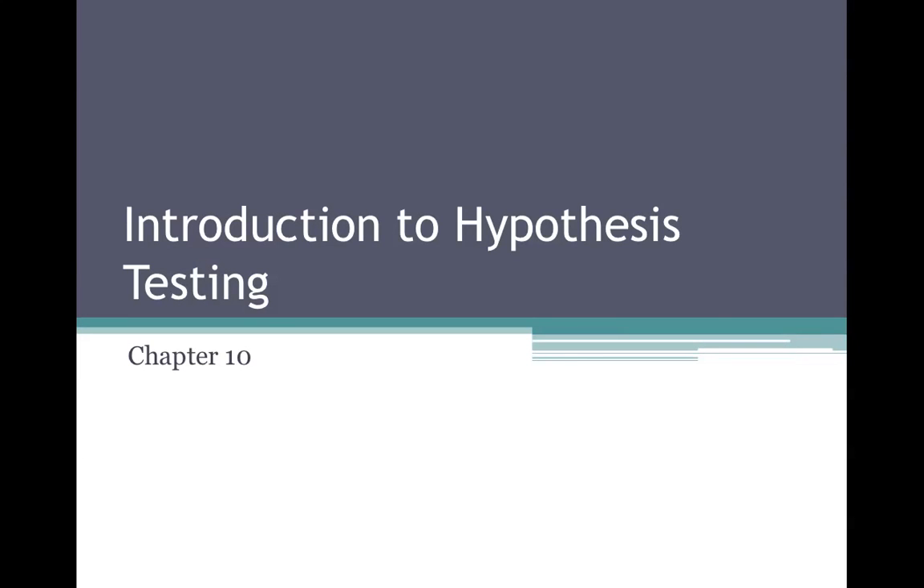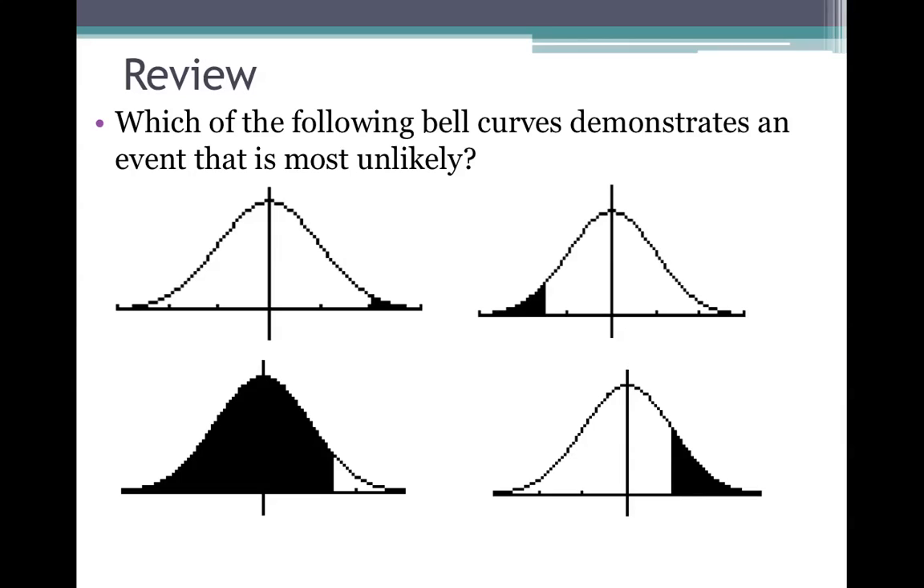Introduction to Hypothesis Testing, Chapter 10. Let's review some concepts. Which of the following bell curves represents an event that is most unlikely?